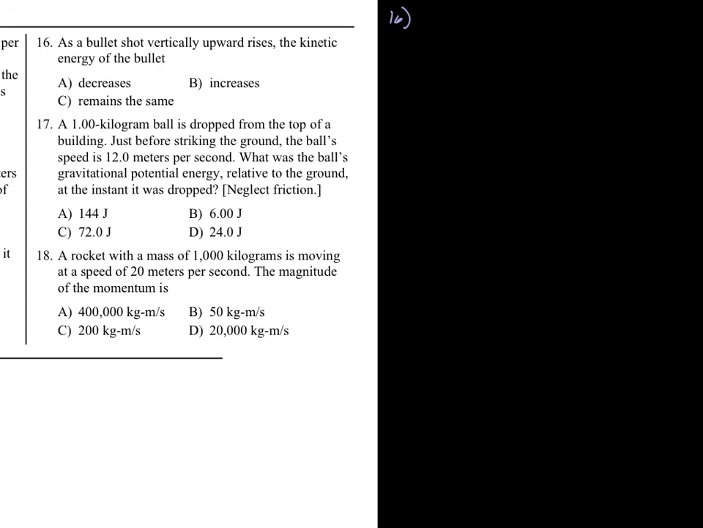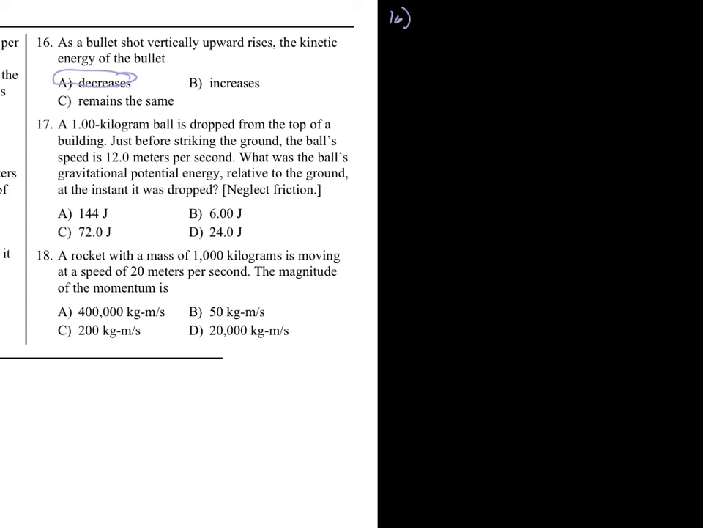Number 16. As a bullet shot vertically upward rises, the kinetic energy of the bullet decreases. Think about it, it slows down as it goes upward because of gravity pulling it down.